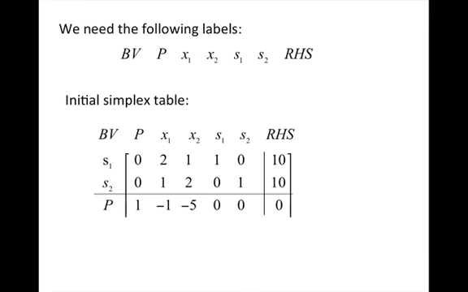So for our initial simplex table, row 1 is 0, 2, 1, 1, 0, 10. Row 2 is 0, 1, 2, 0, 1, 10. And then my row 3 is 1, negative 1, negative 5, 0, 0, 0.